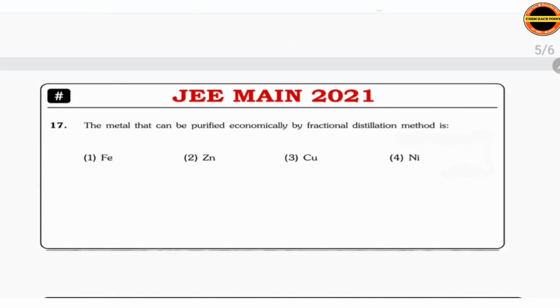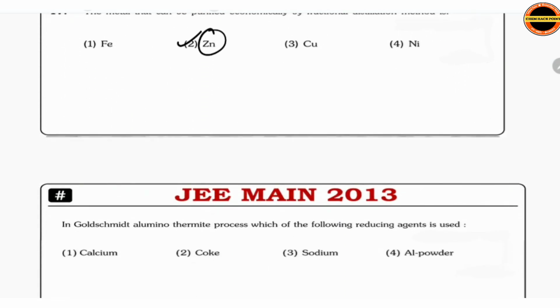This is a JEE Main 2021 question. First you read the question: the metal that can be purified economically by fractional distillation method is. See, the distillation method is mainly preferred for low boiling point metals. Just now we discussed distillation. So the low boiling point metal, that is zinc, is correct. Above we already discussed it, once you refer to it.